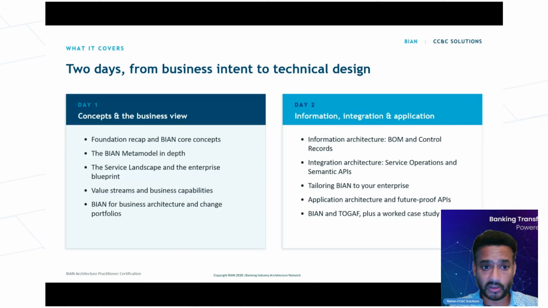So the 2 days does cover a lot, and we will spend some time through this webinar taking a peek into some of these topics, and you'll get a sense of what that covers, so that by the time we end the webinar, you walk away with a fairly good understanding of what the practitioner course will give you, so that you can start to plan how that will help you in your journey.